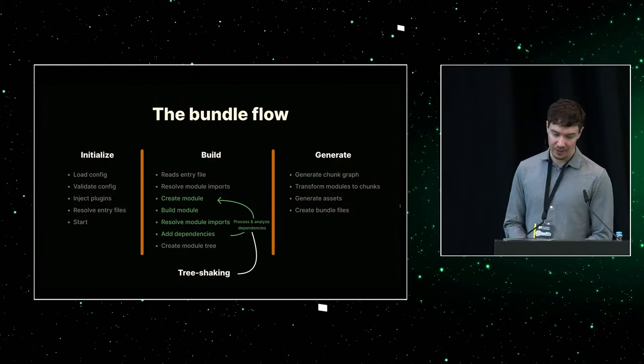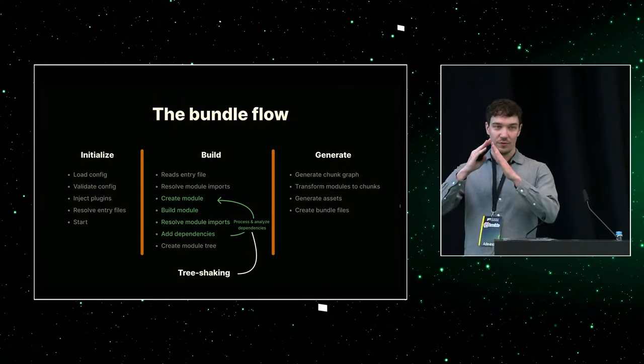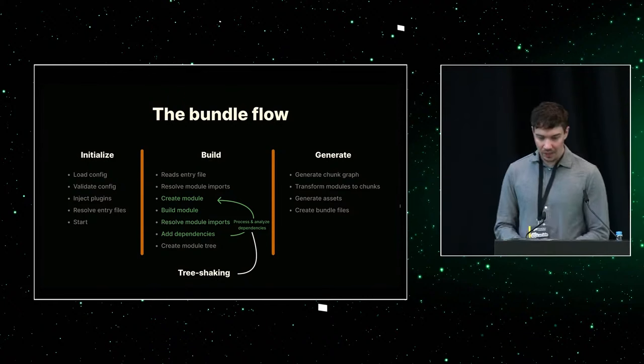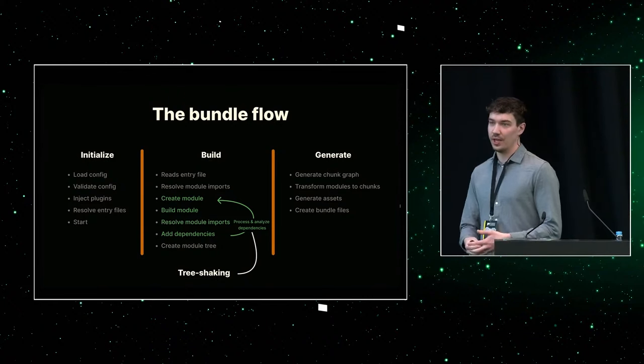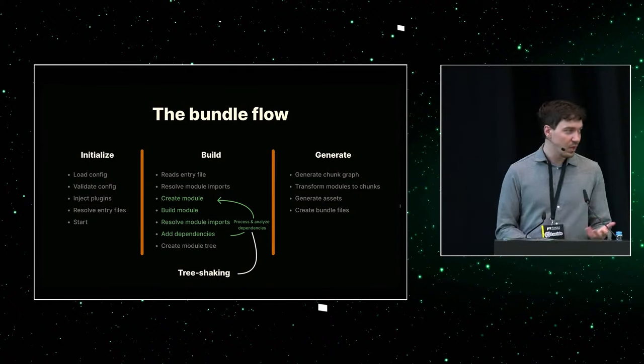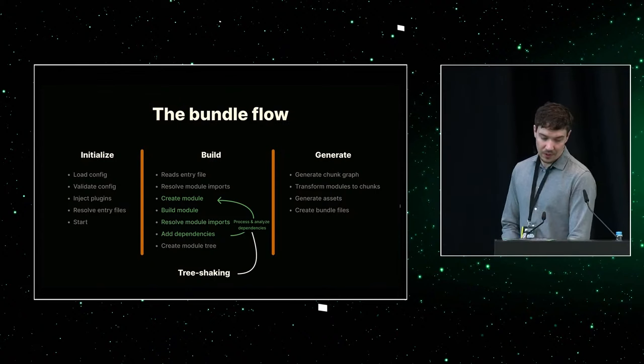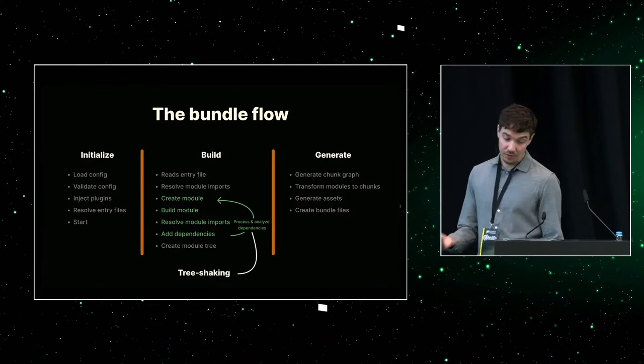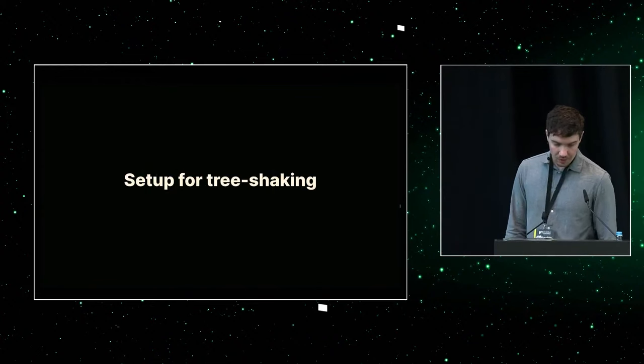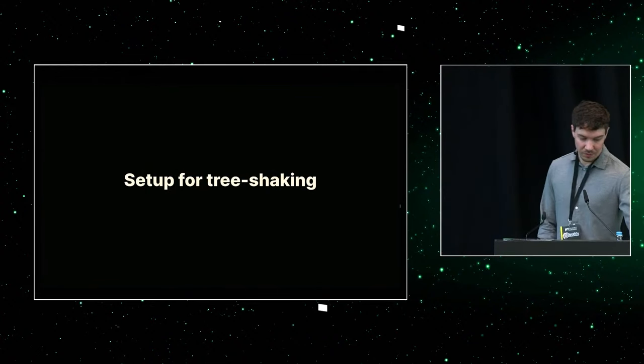It will process and analyze those dependencies, and it's a recursive process, and that's where tree shaking is happening. So at the end, we have a module tree, and then in the generate phase, it will create a chunk graph, it will create your bundle files, etc. And at the end, you have your build project. So, set up your tree shaking.